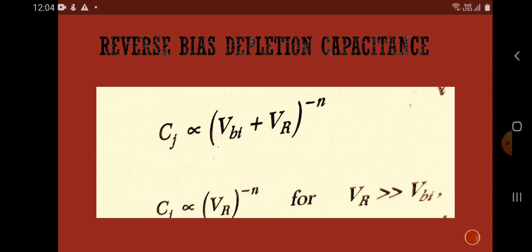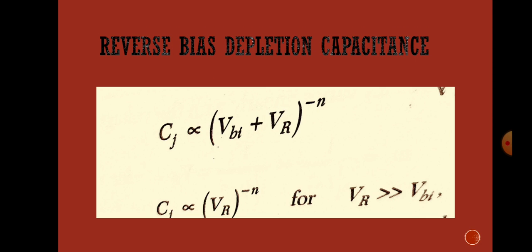A reverse bias depletion layer capacitance Cj is proportional to (Vbi plus Vr) to the power of minus n, where Vbi is the built-in potential. Or we can say the reverse bias depletion capacitance is proportional to the reverse bias to the power of minus n, where Vr is very much greater than Vbi. n is equal to 1 by 3 for a linearly graded junction and n is equal to half for an abrupt junction. Thus the voltage sensitivity of C, the variation of C with Vr, is greater for an abrupt junction than for a linearly graded junction.